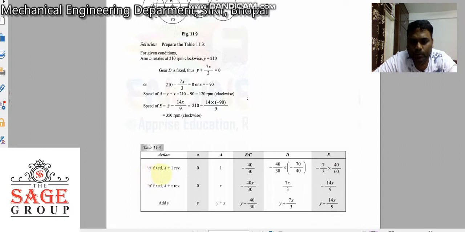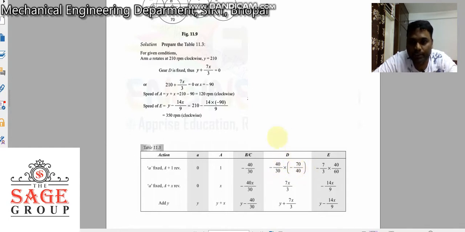Give plus one to the arm, then fix the arm, and give plus one revolution to gear A. So this is A. Then B and C speed: what will be the speed of the driven, and the number of teeth of the driver? The driver A is 40, and the driven B is 30. So this is 40 by 30.